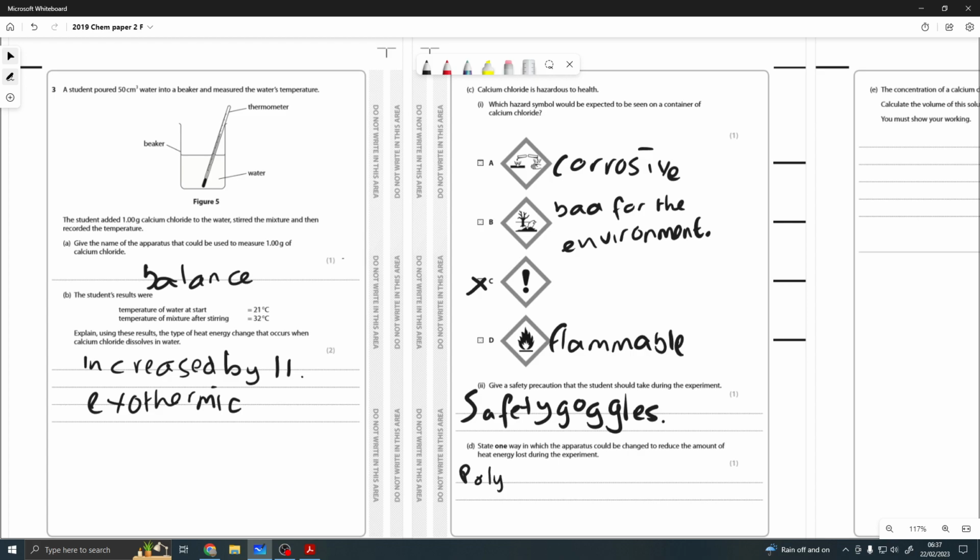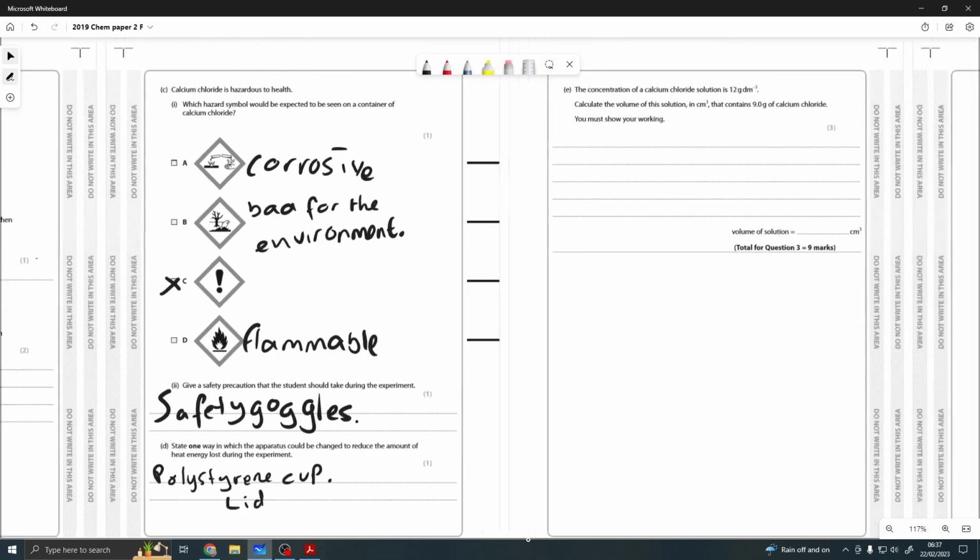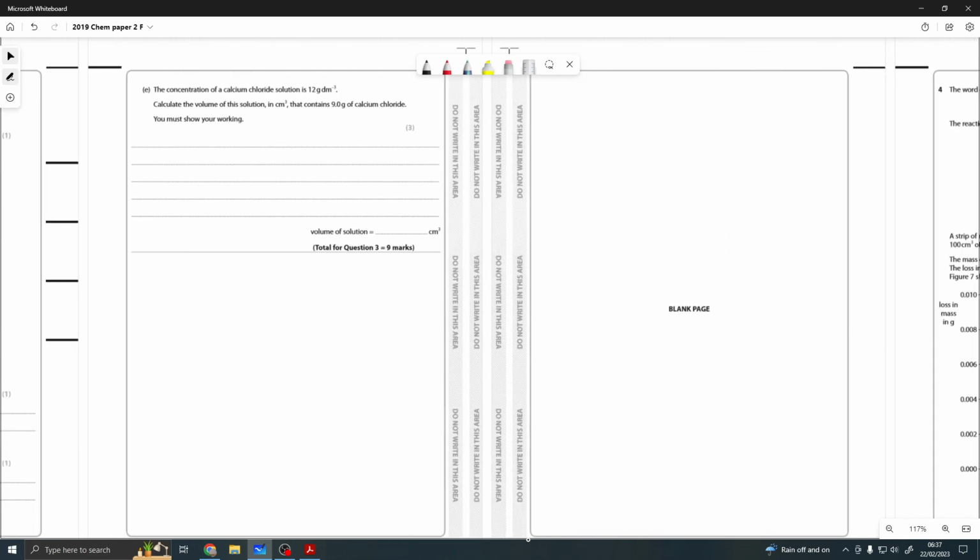You did it in a polystyrene cup. Okay. Equally, you probably used a lid as well. So to stop the heat getting out the top, you had a lid, and to stop the heat conducted through the beaker, you used a polystyrene cup. Nice. Right. There are more pages on this than the higher paper.